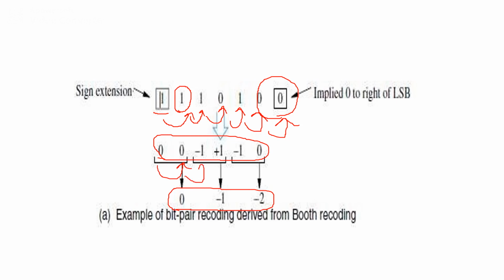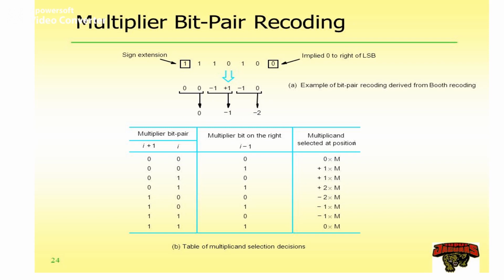Transition from 0 to 1, minus 1, and transition from 1 to 1, minus 2. So here, while pairing, we can consider 3 bits in the case of fast multiplication method. So this is a table which specifies how we can compute the multiplicand which is selected at the respective position.